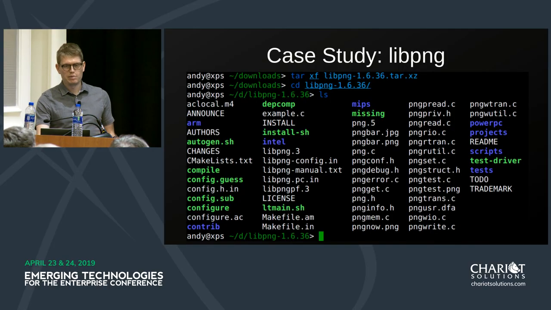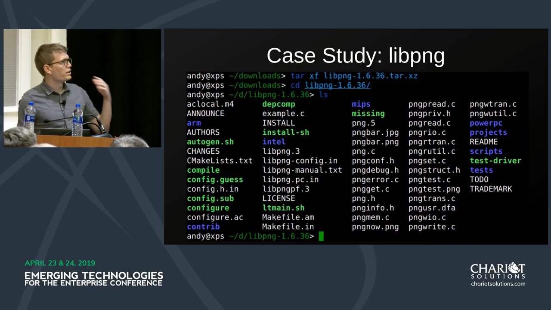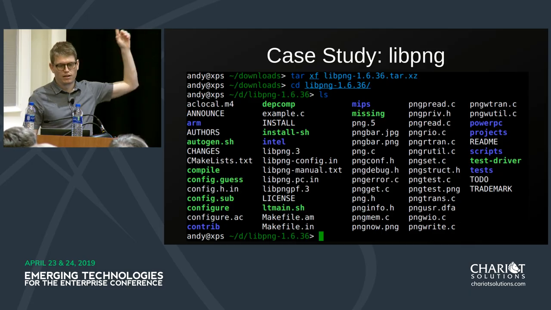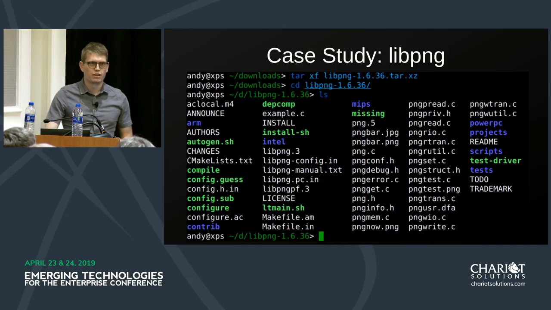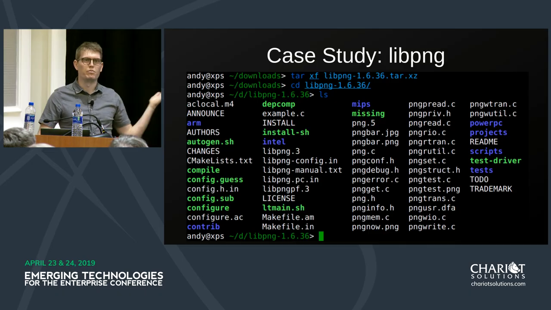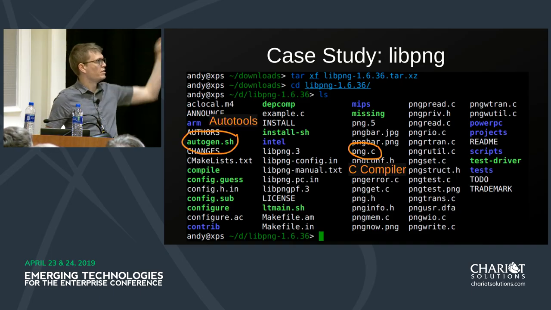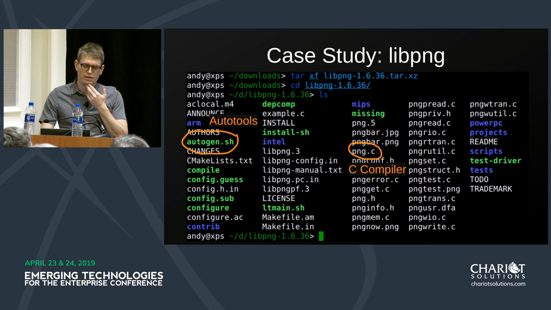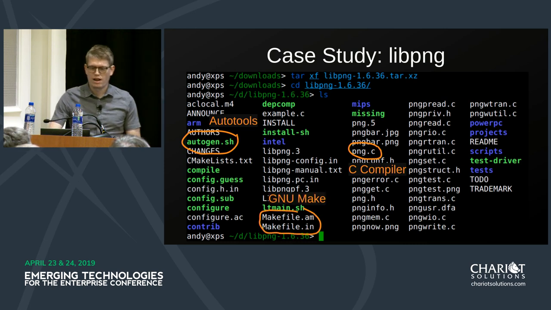This is libpng, if you just want to make a PNG file or something. And this is written in C, so I just unzipped it, listed all the files. Let's see what we can learn here. What does my system have to have for me to be able to participate in this software development? Well, I definitely need a C compiler. I see there's some C source there. Okay, I see that I'm going to need autotools, so I better install that. I need make, GNU make. Going to have to install that for this to work.